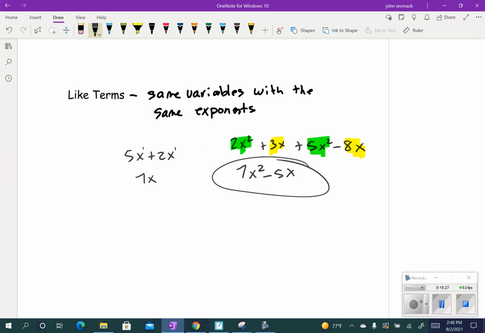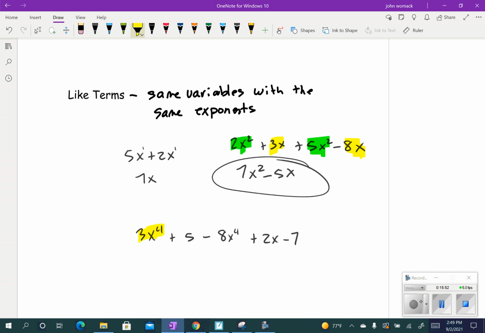Let me give you one to try. If you have 3x to the fourth plus 5 minus 8x to the fourth plus 2x minus 7, take that problem right there. I want you to identify the like terms and then combine them together. So pause the video and do that, and then you can check your answer.